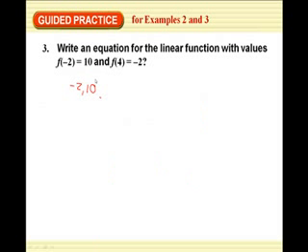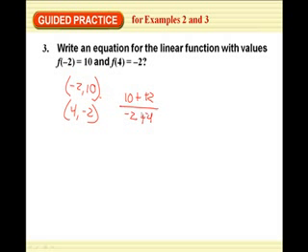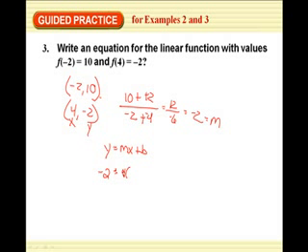All right, so here we go. This point is (-2, 10) and this point is (4, -2). Find our slope, 10 minus negative 2, negative 2 minus 4, boom, boom, boom, boom. 12 over negative 6 is negative 2, our slope. And y equals mx plus b. Let's go ahead and just use this one. There's x, there's y, so negative 2 equals the slope, negative 2, x is 4, plus b.